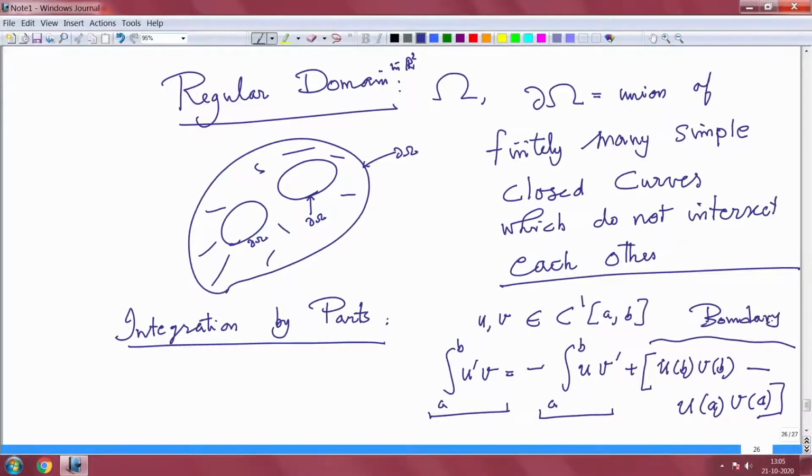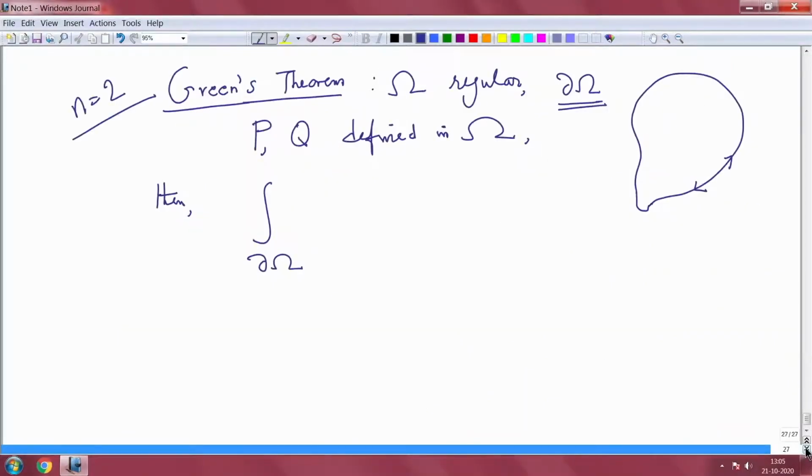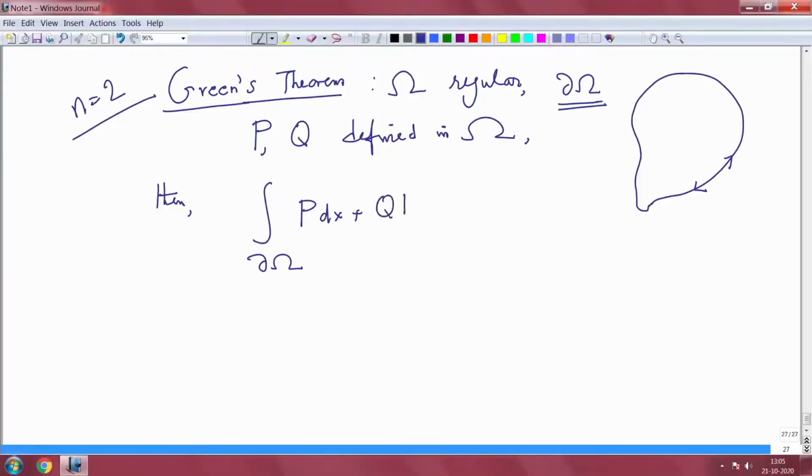When you are trying to do an integration by parts, you will have some boundary values coming into the picture. So let me use this notation: the integral of P dx plus Q dy equals the double integral over omega of (dQ/dx minus dP/dy) dx dy.